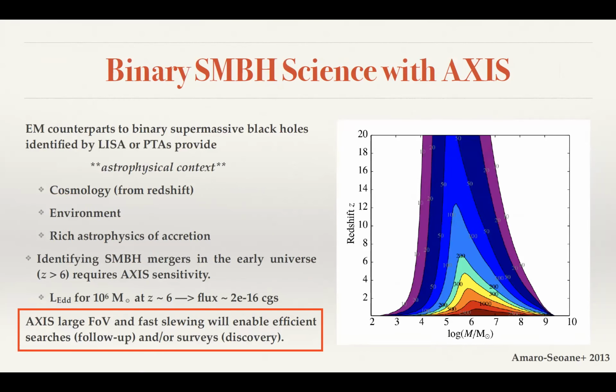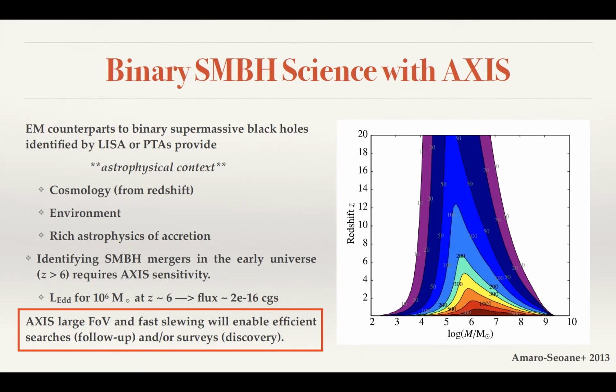There's multiple other things we've been thinking about with LISA. The plot here is showing the signal to noise you get for supermassive black hole mergers, going in red from thousands up to very, very high redshifts where you're still getting signal to noises of 10 to 20. The number we want to think about is something like a 10 to the 6 solar mass black hole at a redshift of 6. Accreting at Eddington is about 2 times 10 to the minus 16.